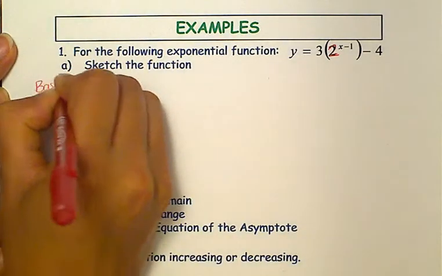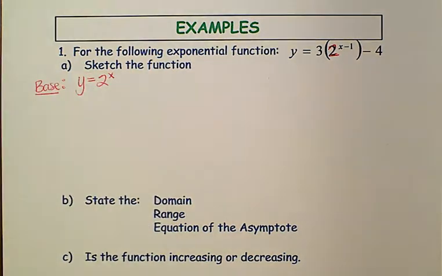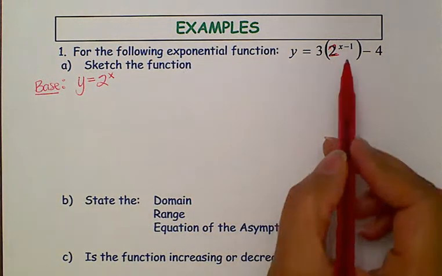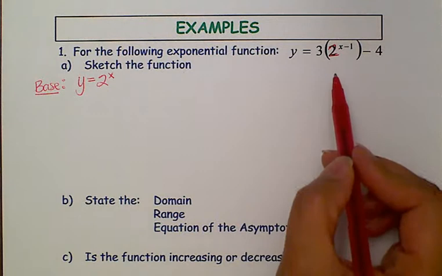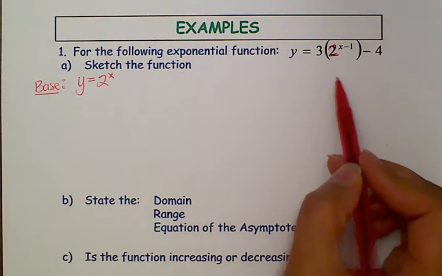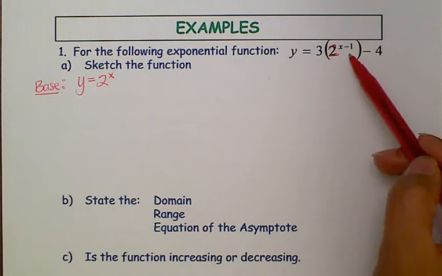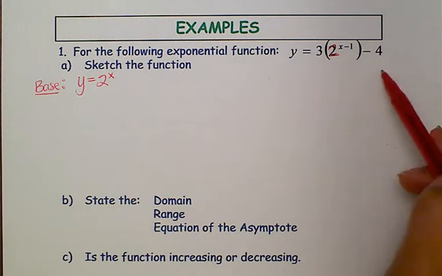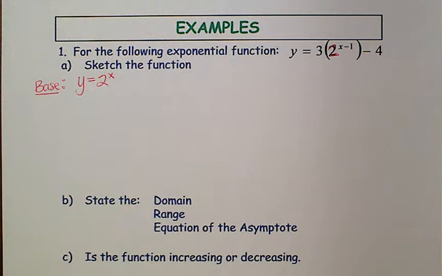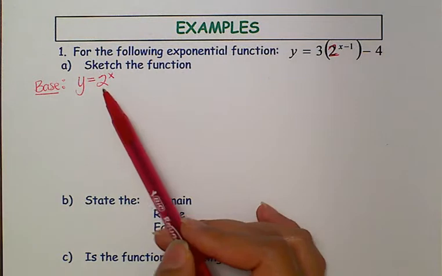Okay? The other thing it tells me is that 2 is not a transformation. This is actually the graph that I started with, and now all the other numbers, so the 3, the minus 1 in the exponent, and the minus 4 at the end, are all the transformations that are applied to y equals 2 to the exponent x. So that's a good place to start.